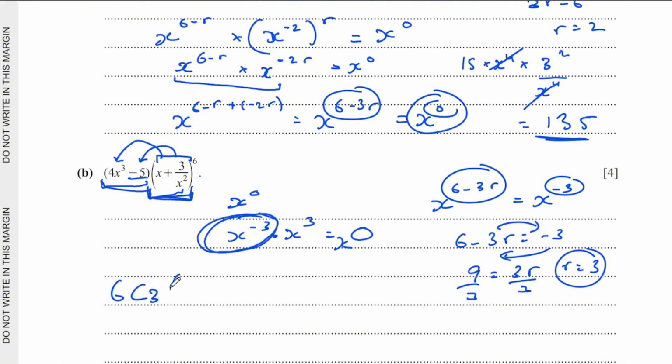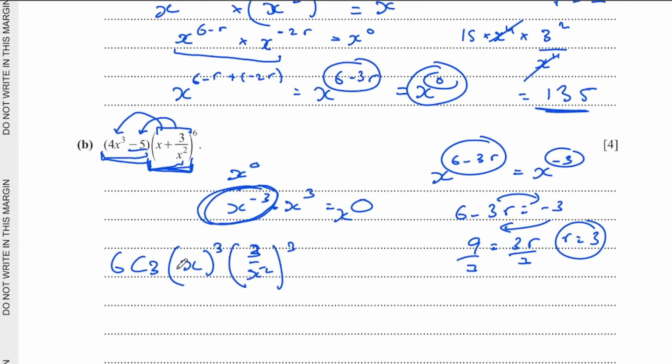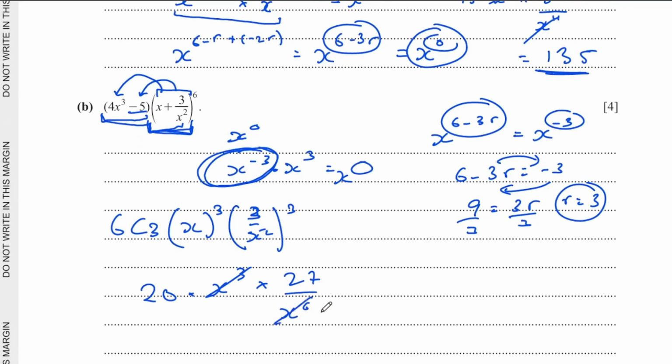So 6 choose 3, x power 3, so 6 minus 3, and 3 over x squared power 3. And what we do get here is 6 combination 3, which is 20, so 20 times x cubed times 3 cubed is 27 over x power 6. And what happens here is this becomes x power 3, which gives us x power negative 3, which was what was desired, right? So 20 times 27 is just 540, so 540 x power negative 3.